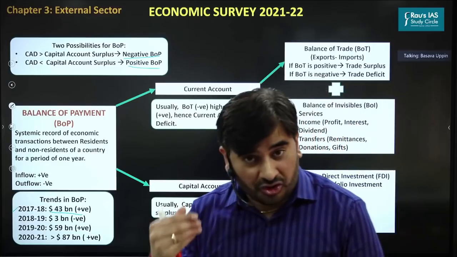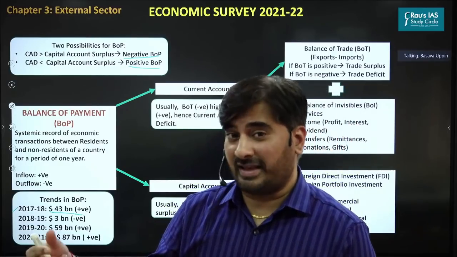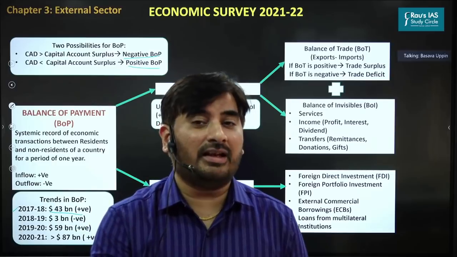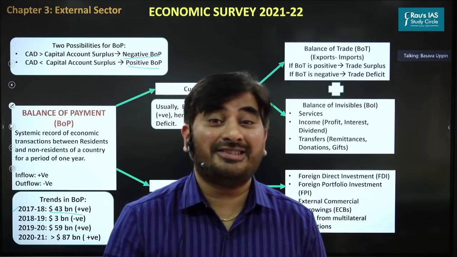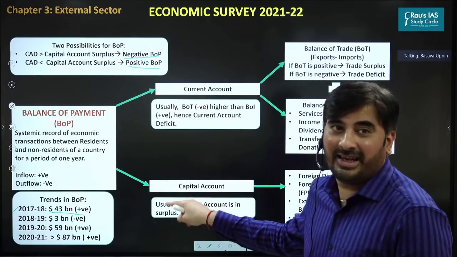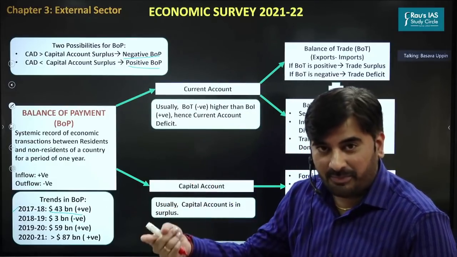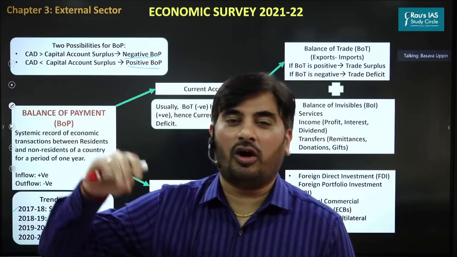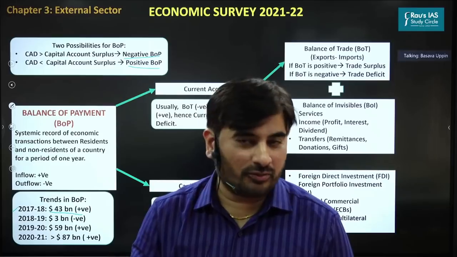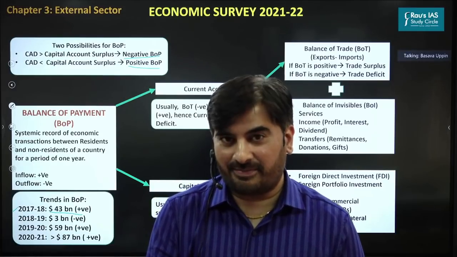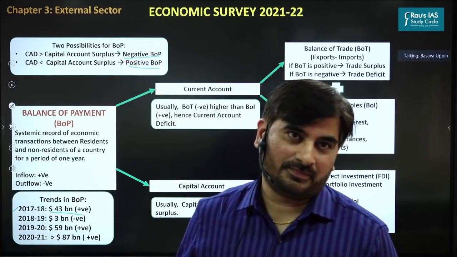So if at all you get a question or a statement in the UPSC Prelims examination that the balance of payment has been positive for India in the last 4 to 5 years, the statement would be wrong, because for 1 year the BOP was negative. Similarly, if you get a statement that BOP of India has seen a consistent increase or a consistent decrease, the statement once again would be wrong. So you just have to remember the general trends as far as BOP is concerned, right?